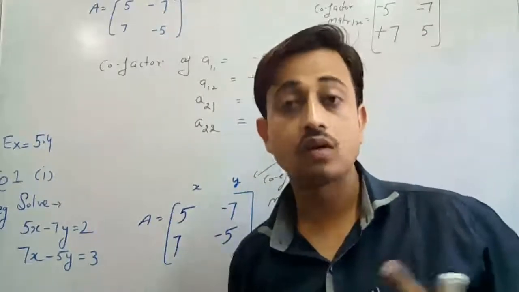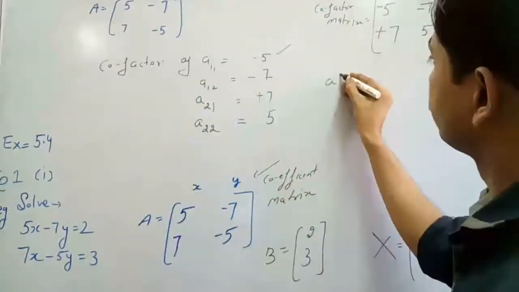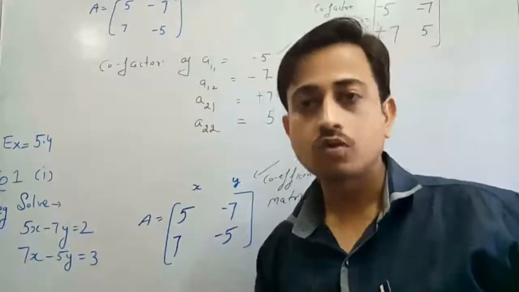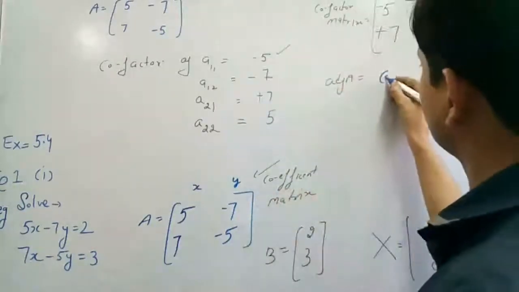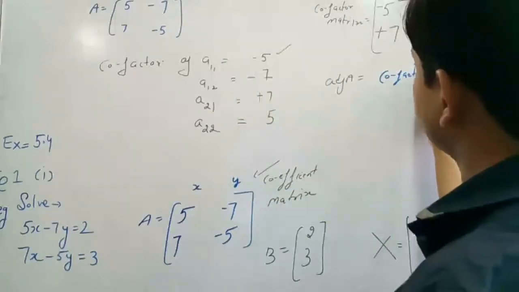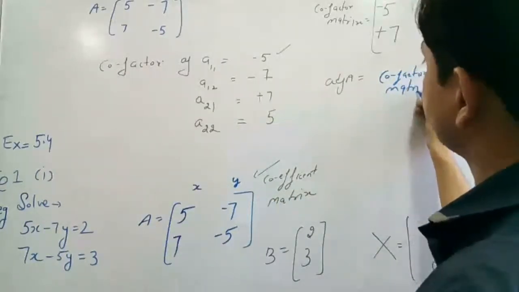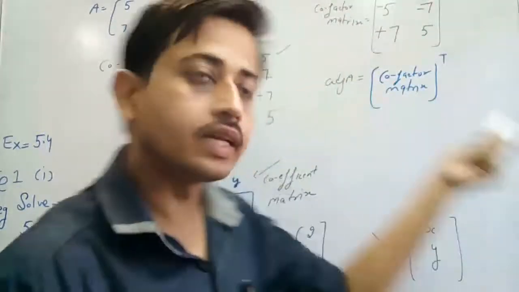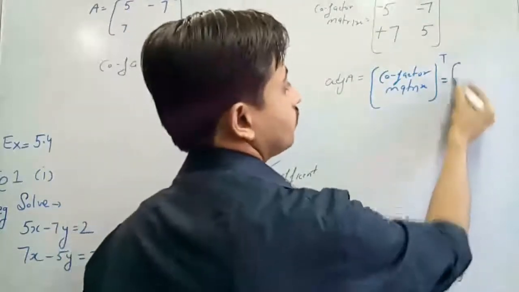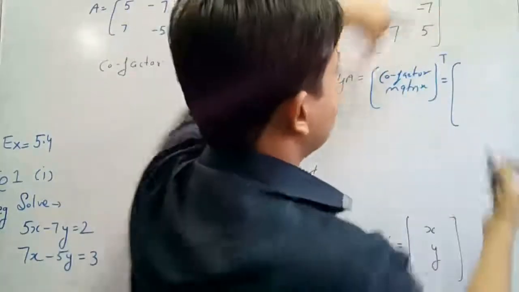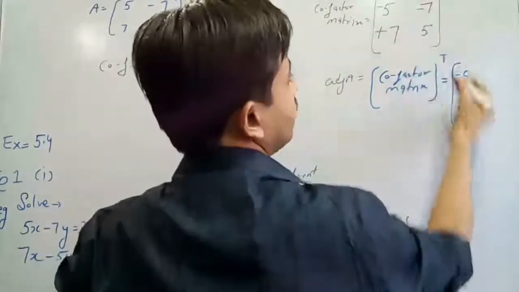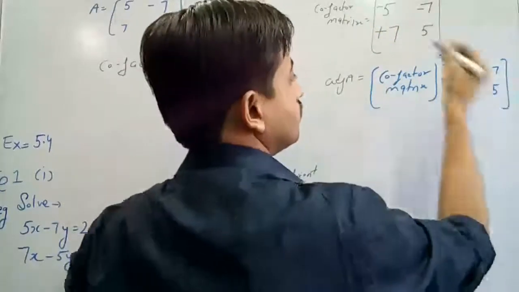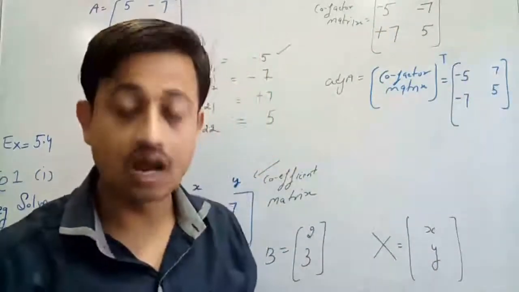Now what we have to do? Calculate the adjoint. Adjoint is what? Transpose of the cofactor matrix. So what we have to do? Take its transpose. We get, this is our first row, make it a column, minus 5 and minus 7. This is the second row, make it a column, 7 and 5. We get the adjoint.